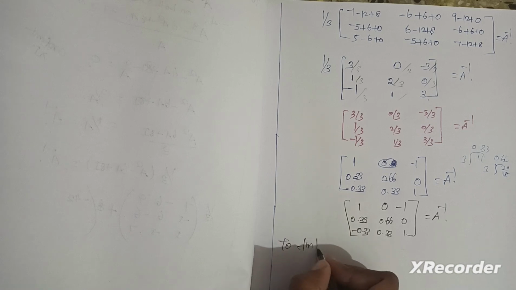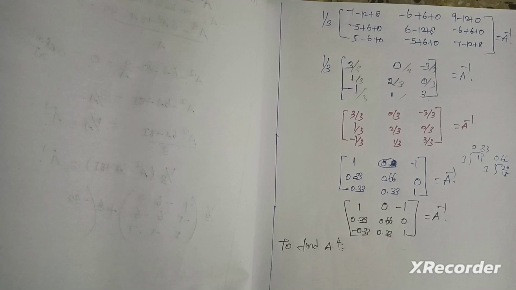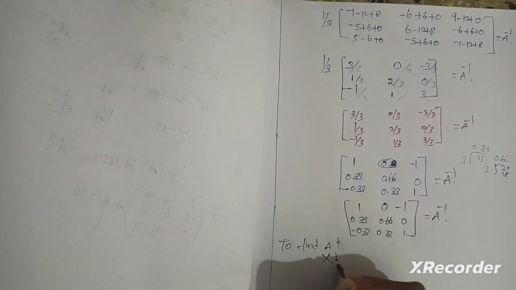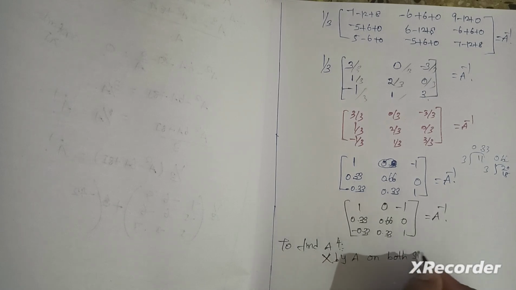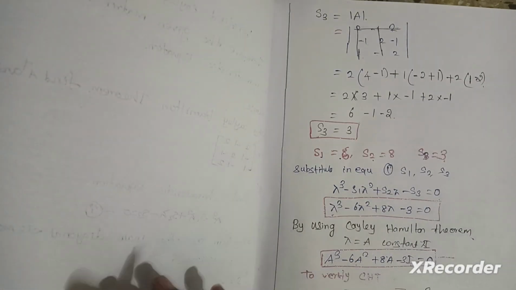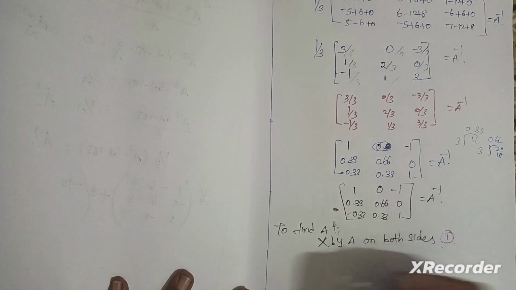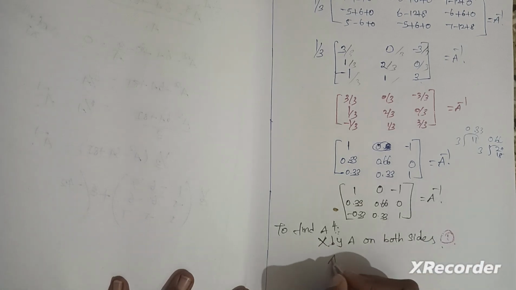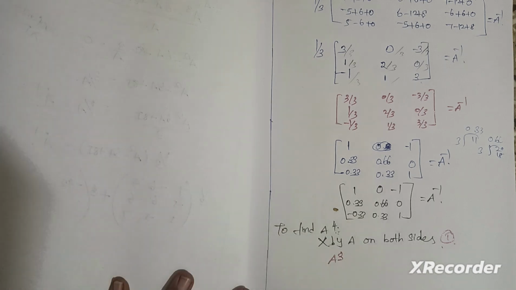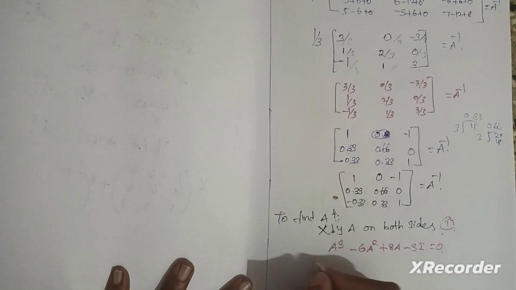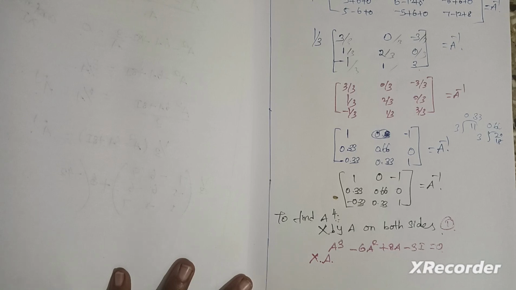Next we have to find A4 by using the formula, which means for A4 we multiply by A on both sides. This is the formula; we put it as equation number 1. So in equation number 1 we multiply both sides by A. So A cube minus 6A square plus 8A minus 3A equal to 0. Multiplying by A we get A4 minus 6A cube plus 8A square minus 3A.